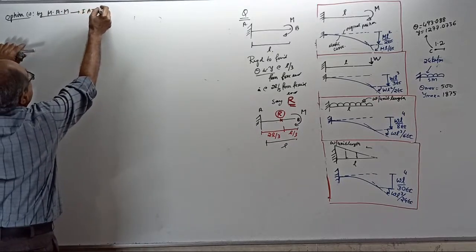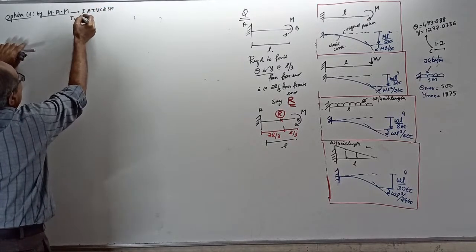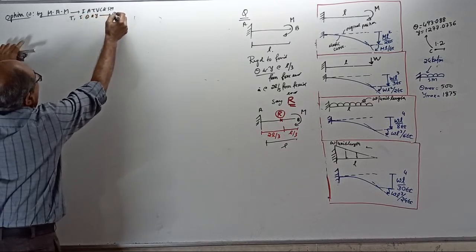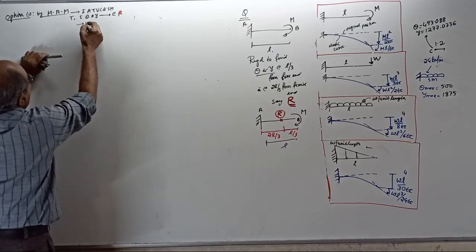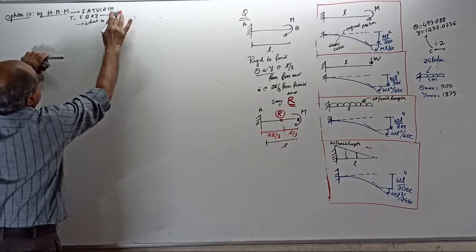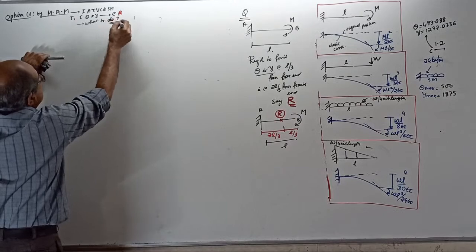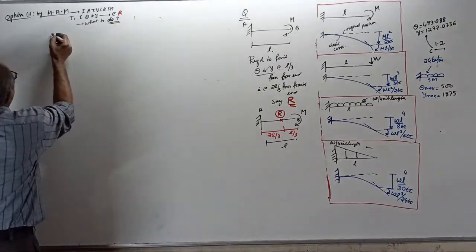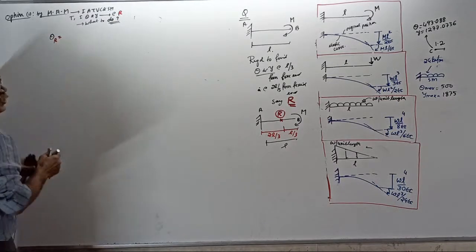I already told very clearly and systematically that if slope and deflection are required at any random point R, then what to do? Sorry, I will not tell what to do. You should write here. For your reference, I will tell you slope at R equal to what I told you.